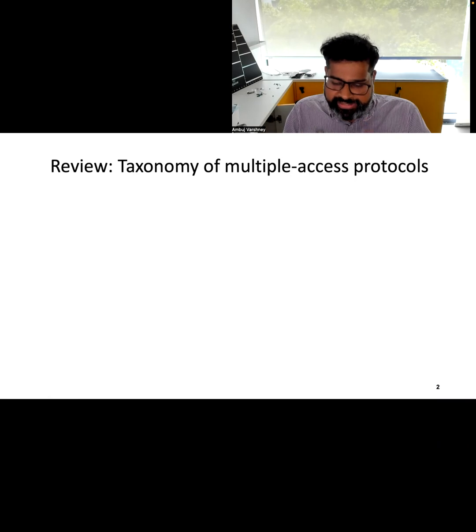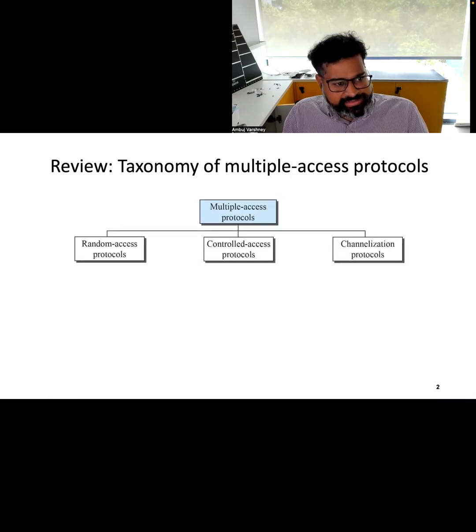So let's talk about medium access control. We divide medium access control into three different categories. These are random access protocol, controlled access protocol, and channelization protocol. And we are going to look at these protocols in greater detail over this and the following lectures.